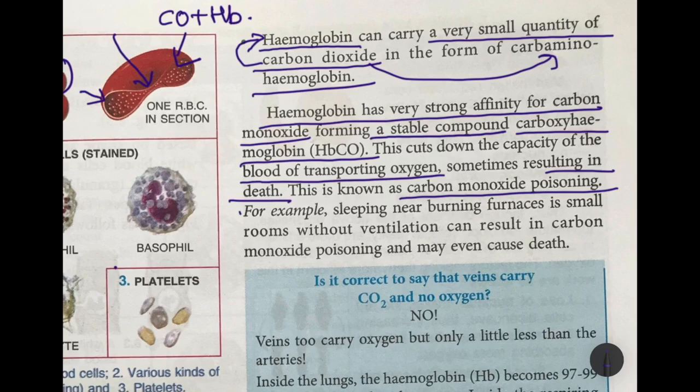The coal uses oxygen to burn. The human beings, or the people who are inside the room, also use up oxygen for breathing, and they are taking in carbon monoxide, which is given out by the coal. And what happens? The carbon monoxide forms a stable compound, and as a result, the level of oxygen in the body of the people will lower down, and ultimately the people will die. Okay, so that is known as carbon monoxide poisoning, which causes death.